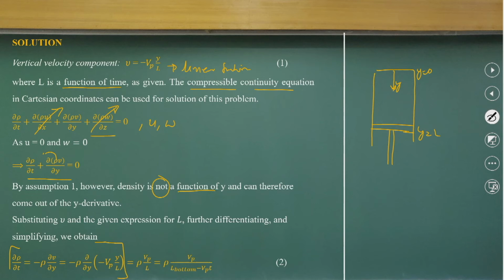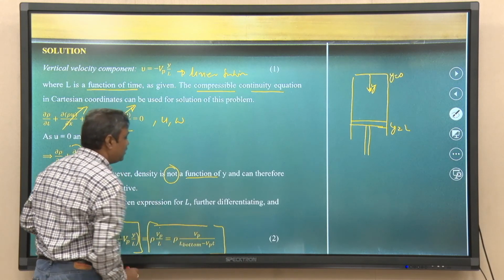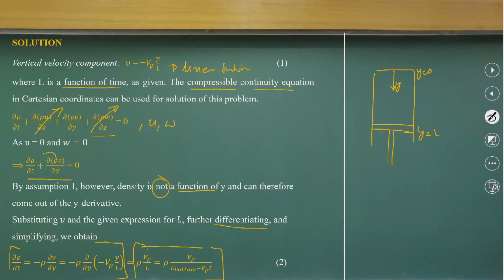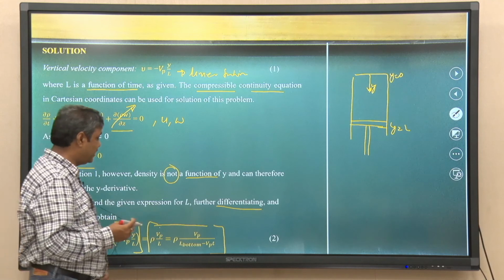And if I do the integration, finally I will get this relationship. I am not going into more detail on the differentiation and simplification. More details you can go through in the book, where it is available.